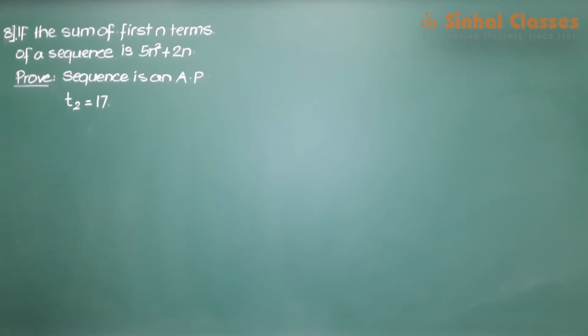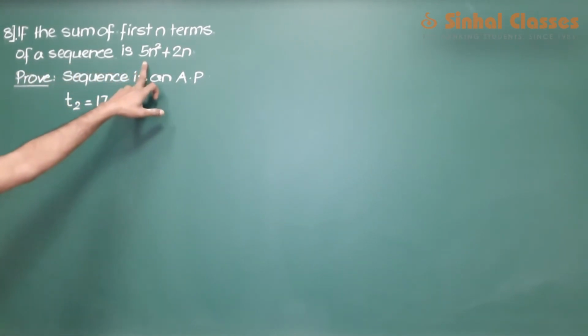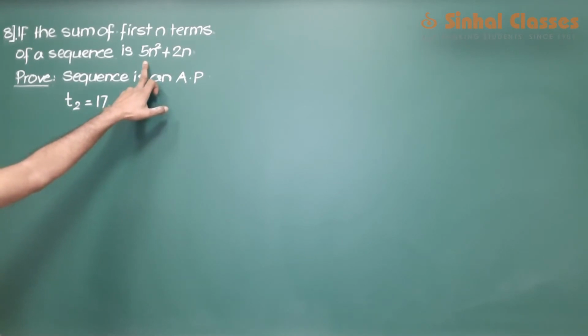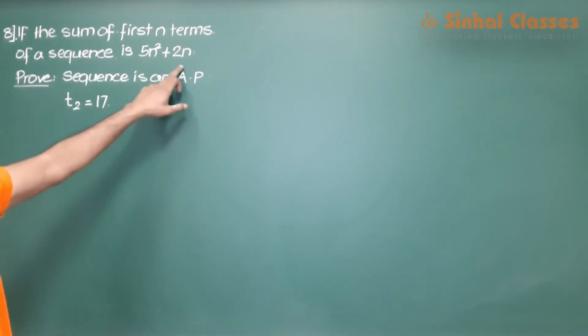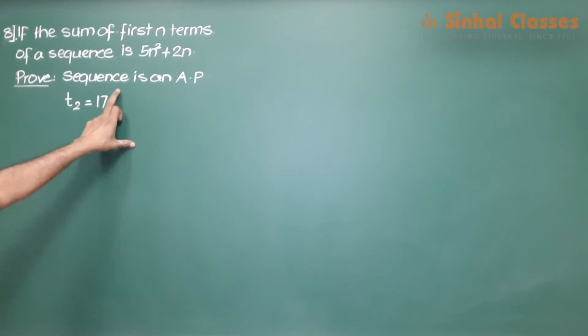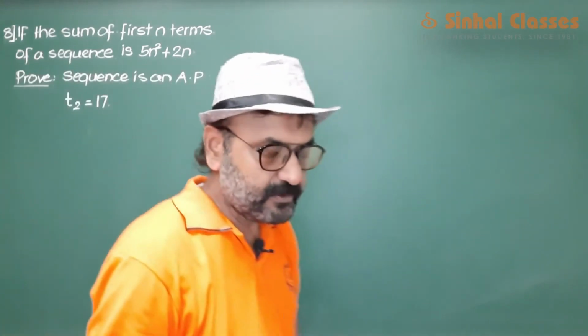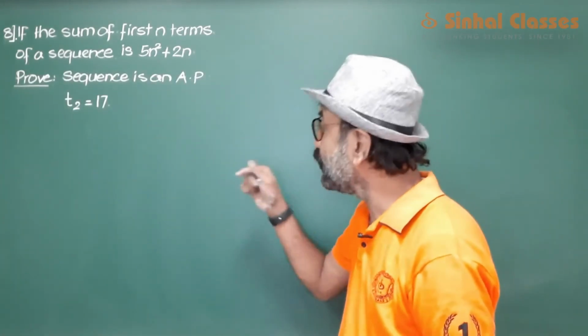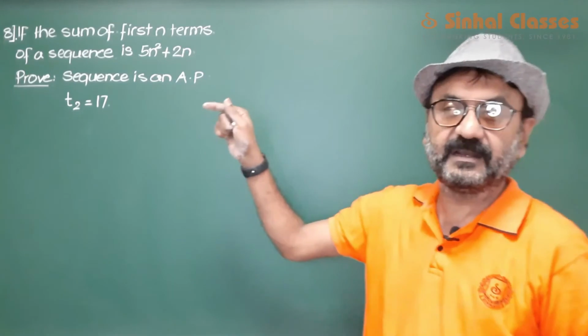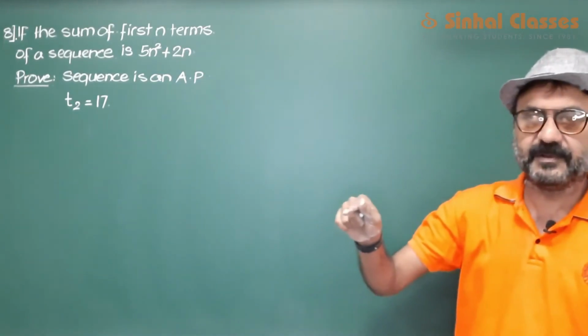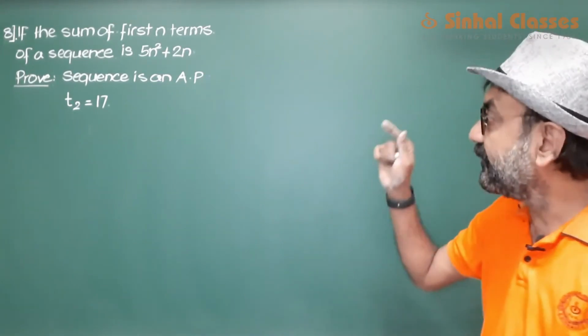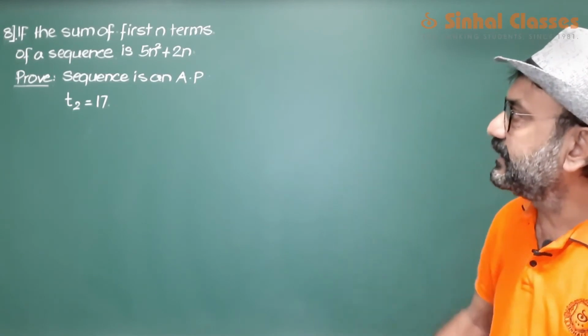Now next one is: if the sum of first n terms of a sequence is given in the form of a formula, 5n square plus 2n, this is the sum of n terms. Show that the sequence is an AP and the second term is 17. Now dear students, we have to show that this is an AP. We are not given that it is an AP. We have to show that it is an AP. And we are given the formula for the n terms.